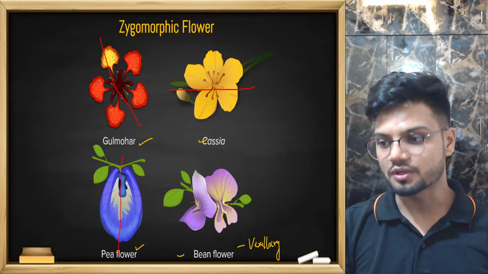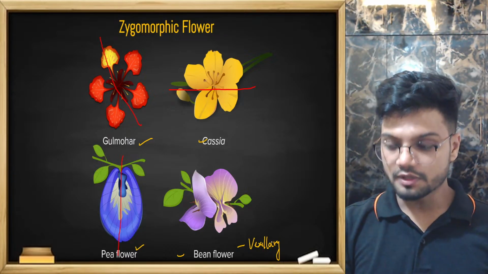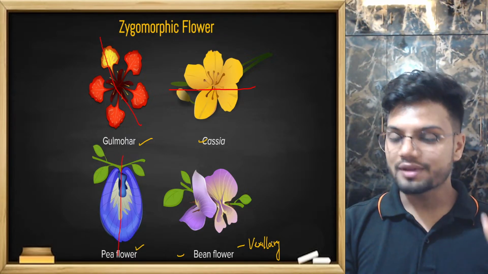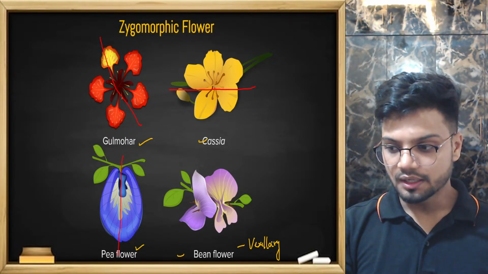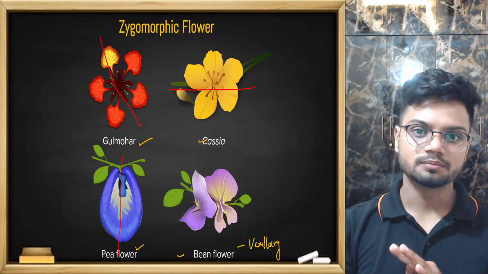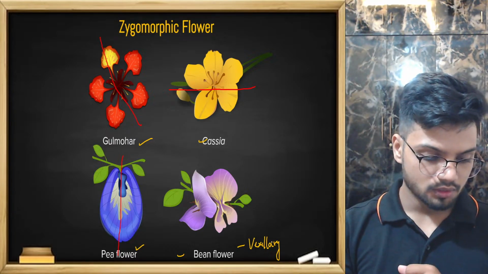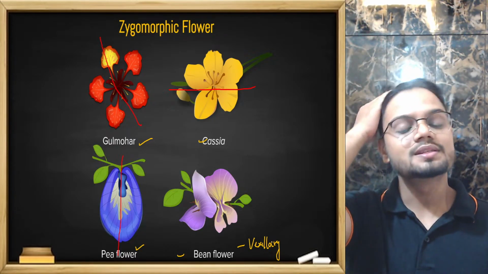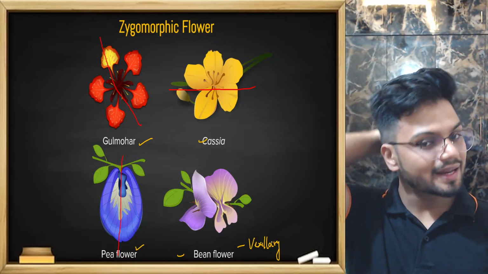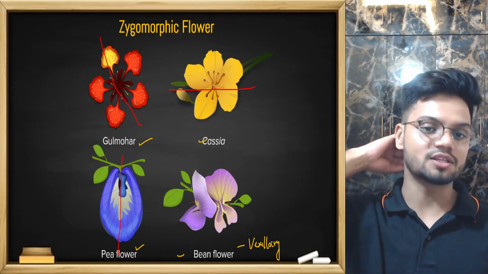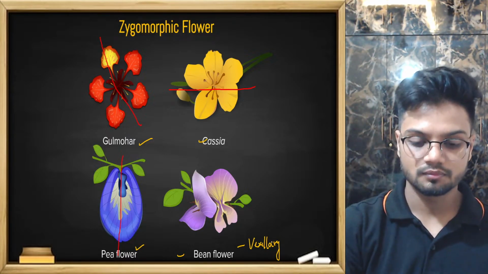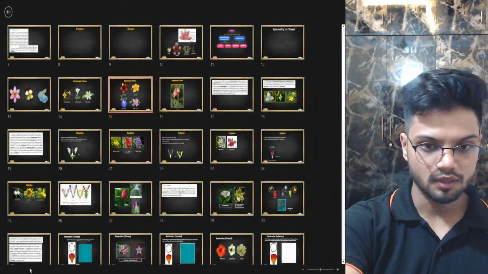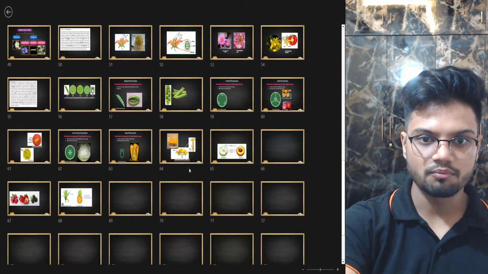Okay, I'll ask you one more question. Which flower shows zygomorphic condition, vexillary aestivation, and diadelphous condition? Tell me the answer now. Which particular flower shows zygomorphic condition, diadelphous condition, and vexillary aestivation? Then what is your answer? Anyone? Then what is the answer?